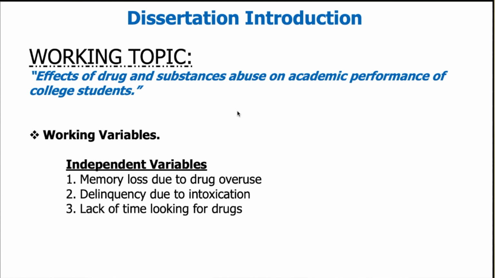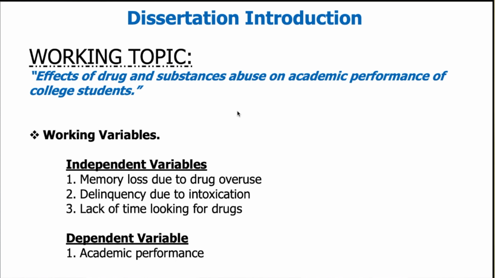Now we have a dependent variable, which is academic performance. We are calling it dependent because it relies on the memory of the student. It relies on good behaviors of the student. It also relies on the availability of time of the student. So if a student has no memory, has bad behaviors, has no time to study, most likely the academic performance will be very poor. So that's how we are saying it depends on the above variables.